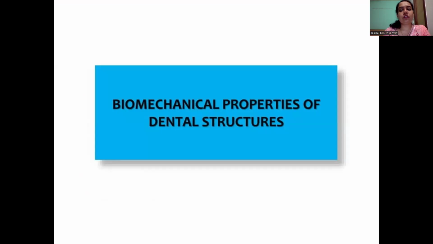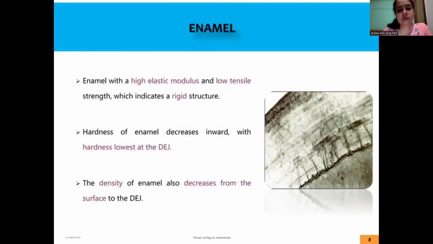So first, we'll discuss how strong is our tooth. A tooth comprises of enamel, dentin, pulp, cementum. So enamel being the outermost layer, how strong is the enamel? Now we all know enamel is one of the hardest or rigid structures in the body. So it has a high elastic modulus and a low tensile strength.